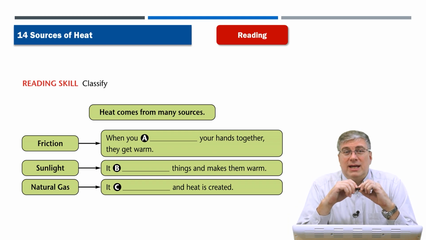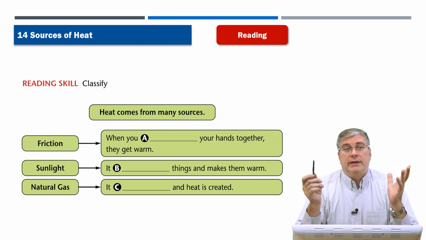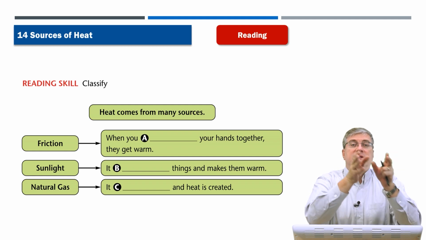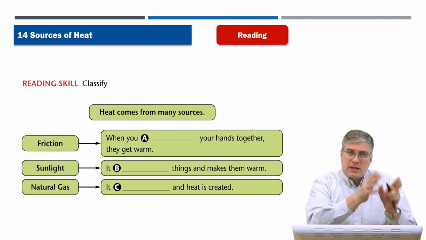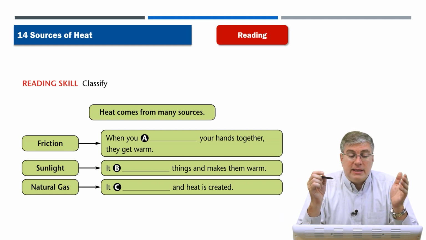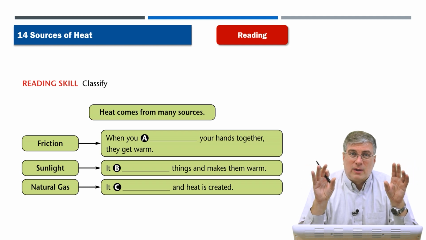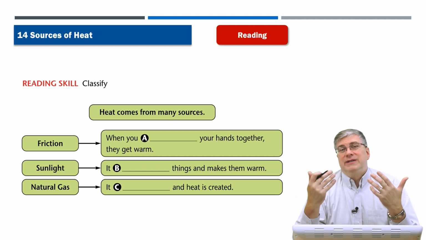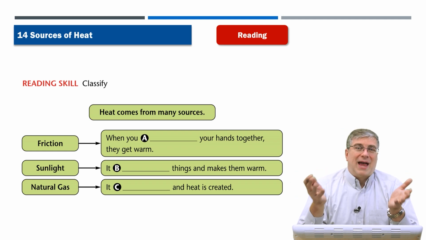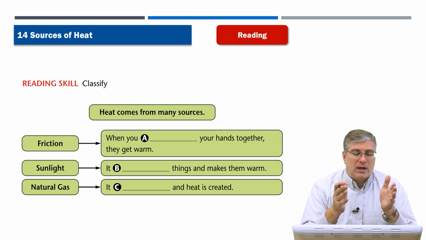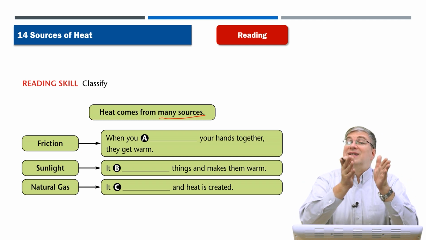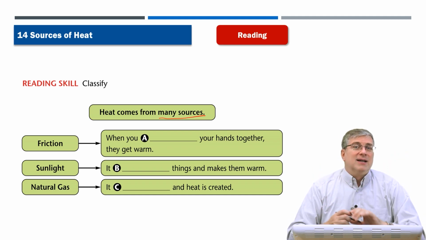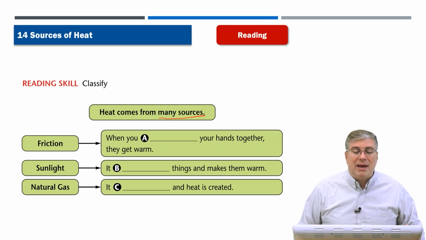Okay, so how is the information in this reading passage organized? Here we have the skill classify. Classify means to put things into certain categories or groups. So in this case, we have a topic sentence, a general sentence that says, heat comes from many sources. That's a very typical topic sentence for a reading passage that uses classify, because many sources? Well, let's classify those sources. Let's put those different sources into different groups. That's classification. So heat comes from many sources.